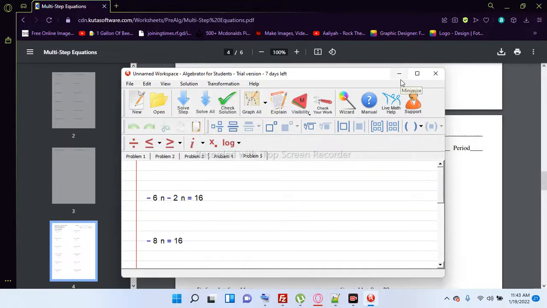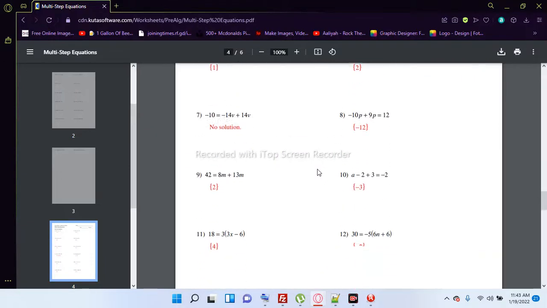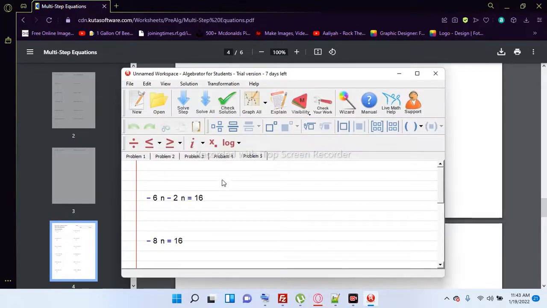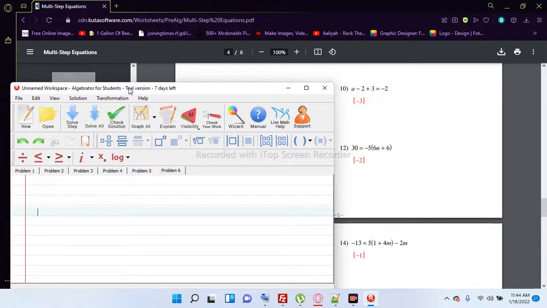It's called the Algebrator. I'm being down to earth with you here, okay? Now, let's see. There's other problems out here that get even harder, like 30 equals negative 5, parentheses, negative 6n plus 6, parentheses. It says negative 2. So we're going to do that with the Algebrator. Again, go to a new sheet, slide it over to the side.